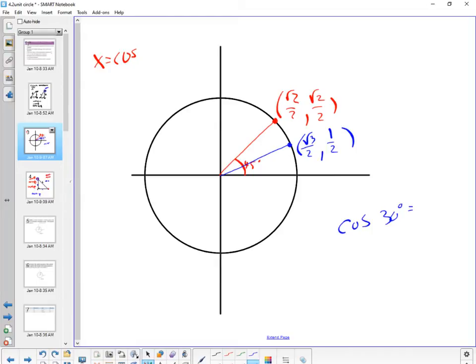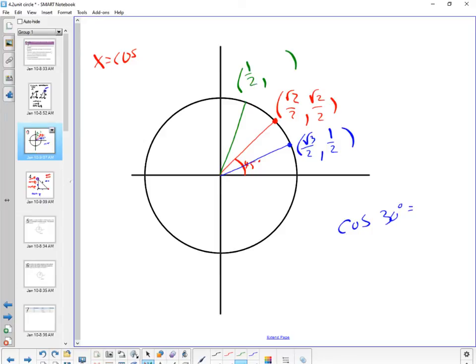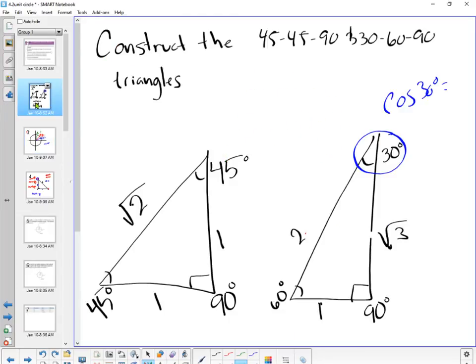Let's make one more. This is the 60-degree one, okay? What is the cosine on 60? 1 over 2? What is the sine on 60? Radical 3 over 2? Cool.